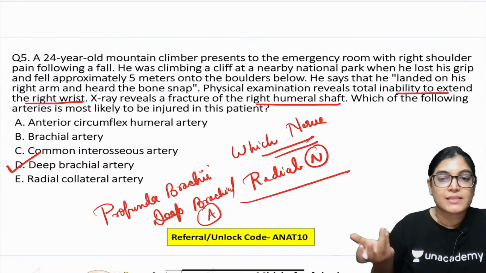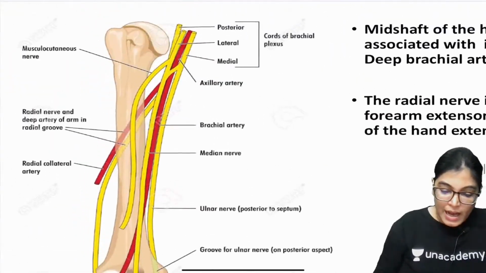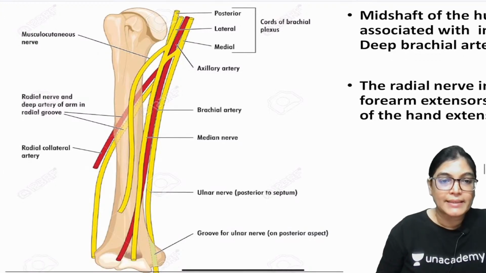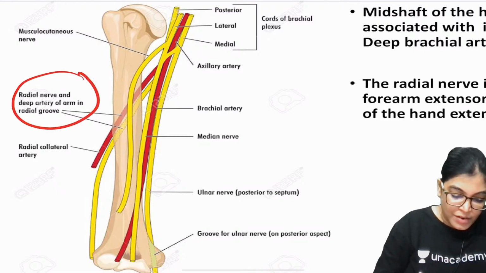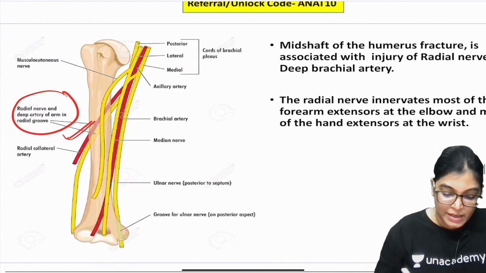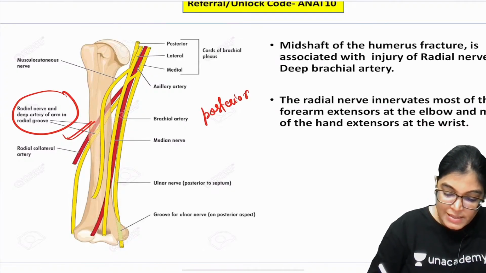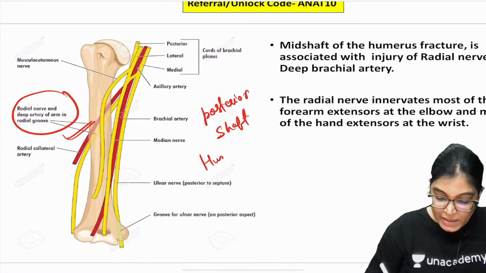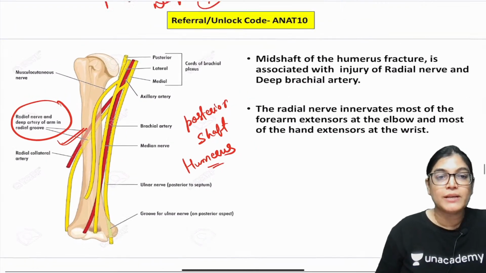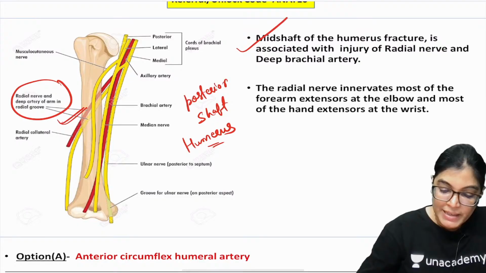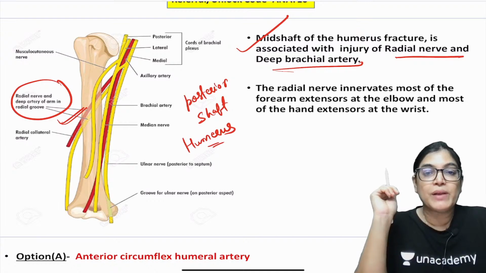So which will be the correct answer? D will be the correct answer. Everyone, is it okay? Now see here, I will show you this diagram where I am highlighting it. When I highlight it, what you can see is the radial nerve and the deep artery of the arm traversing here. The radial nerve and deep artery are located on the posterior shaft of the humerus bone. Clearly in this diagram we can see that on the posterior shaft of the humerus bone, the radial nerve and the deep brachial artery are traversing. So a mid shaft injury of the humerus fracture is associated with the radial nerve and the deep brachial artery.